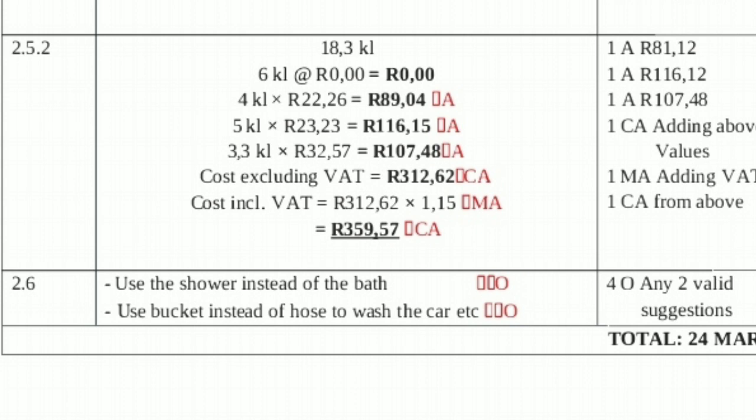Where do we get the 1.15? We simply go to the calculator, because we don't want to make a long scenario, and say 15%. Then we simply press equals, and it's going to put it in decimal form. Then we say 312.62 multiplied by 1.15, which equals 359.57. So guys, let's go to 2.6.